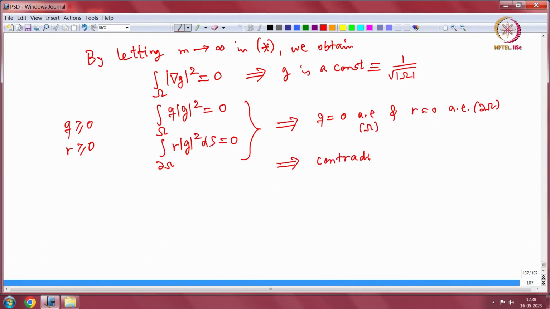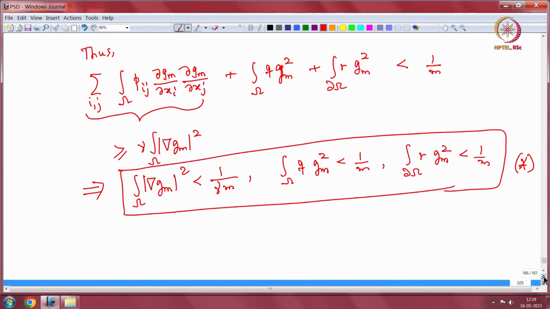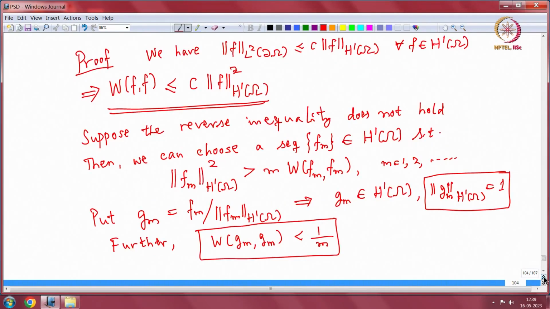because we are assuming both are not identically 0. Okay, and this contradiction proves that we have the other side inequality. So the triple norm and the H1 norm are equivalent. Okay, so that is an important thing, which will be repeatedly used in the analysis of second order elliptic equations.